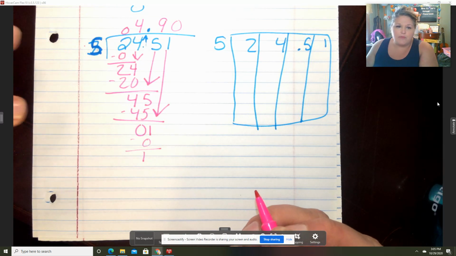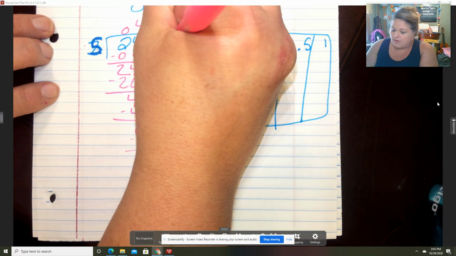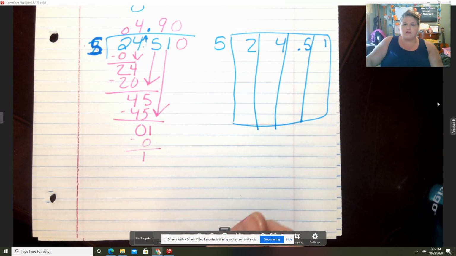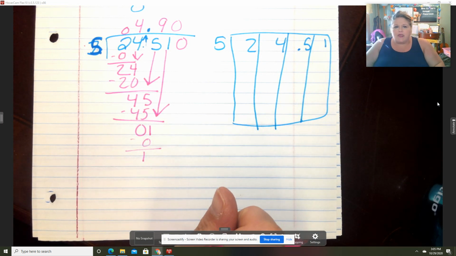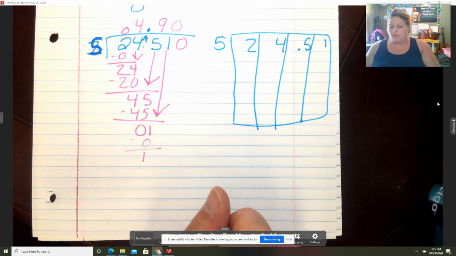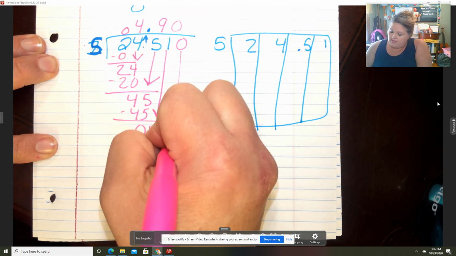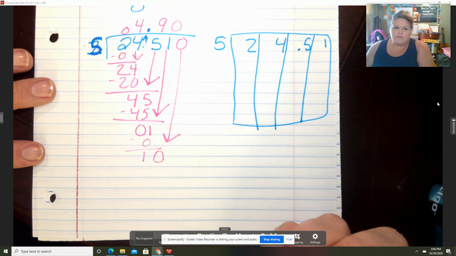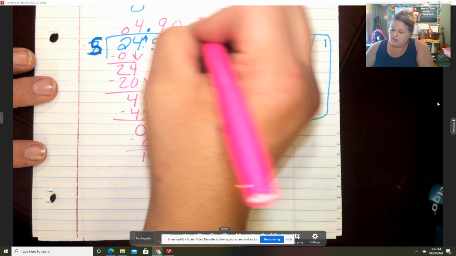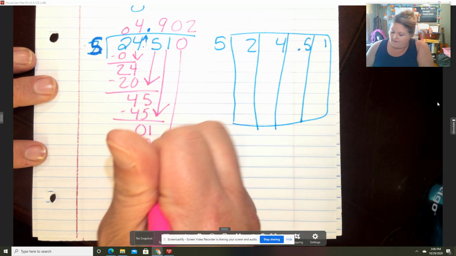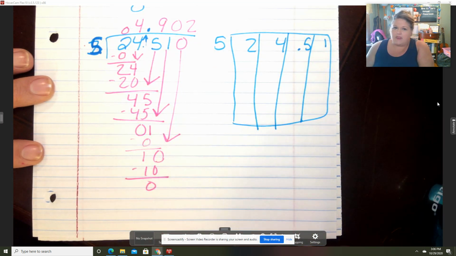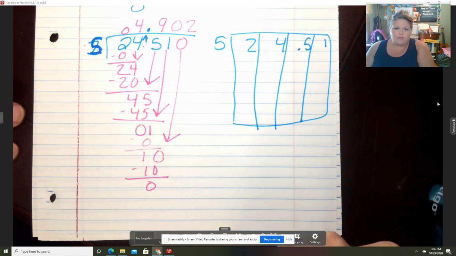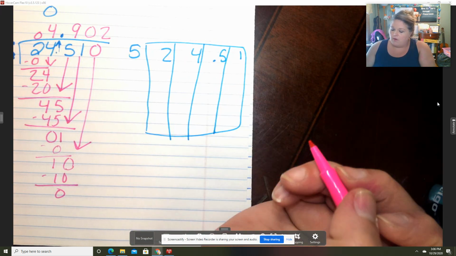Now, like I did in the other problem, you can add a 0 after the problem, and it's not going to affect it. If anything, it helps you because it gets rid of that remainder. So I'm going to bring that 0 down, and that turns that into a 10. How many times can I pull 5 out of 10? 2. 2 times 5 is 10, and that is 0. And there's your answer. Okay, so let's go on to this one.